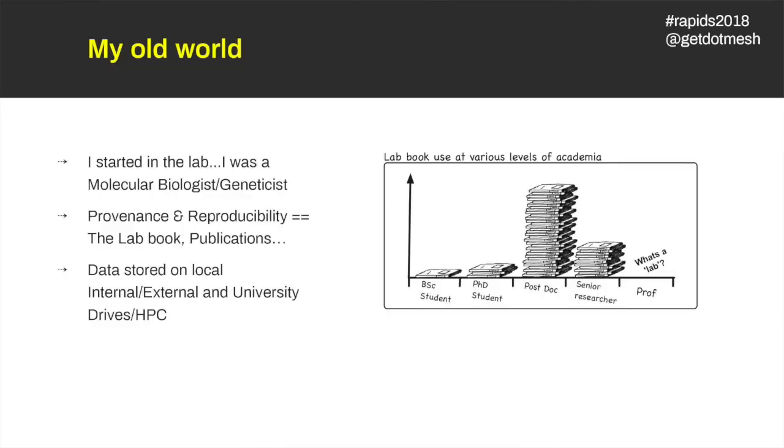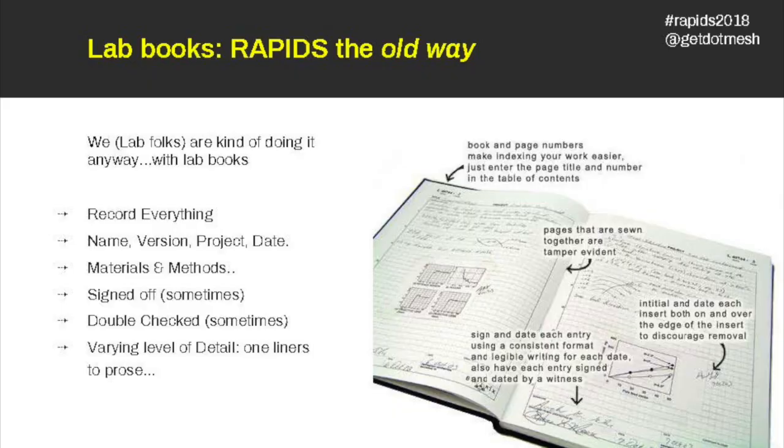So my old world was lab books. Back then, provenance and reproducibility were our lab books and our publications. And the data we generated kind of had a life of its own. It would sit on somebody's external hard drive and be shared or not. And lab books done properly do make reproducibility and provenance work.